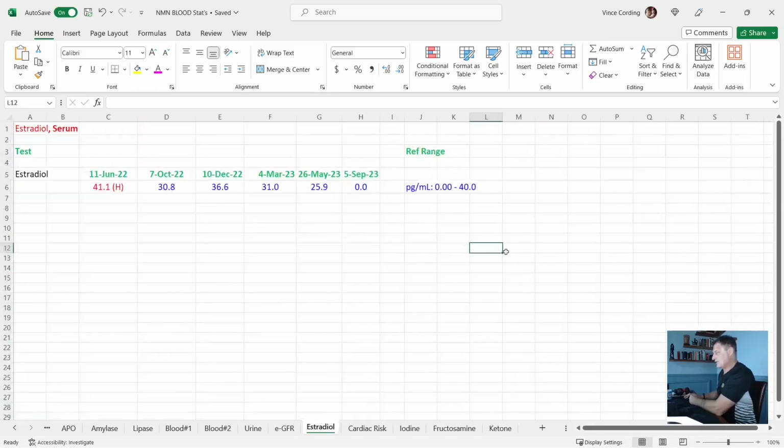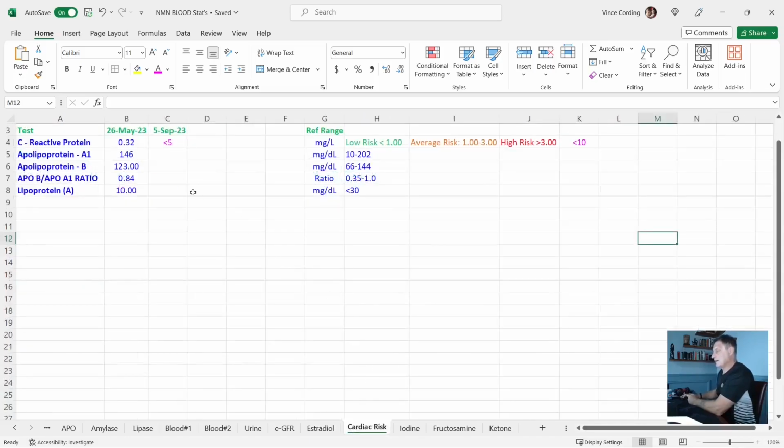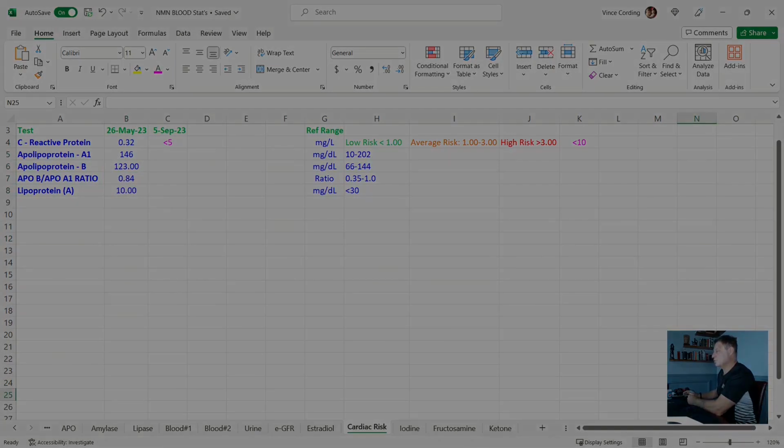Next is estradiol. They couldn't check my estradiol in this hospital. That's something I definitely want to keep checking. So that's something I really want to look for in the next hospital where I'm going next week. And then cardiac risk. The only one that they did do was my C-reactive protein. These ones here, hopefully I'm going to get checked, because the cardiac risk markers is definitely something that I want to keep on top of.